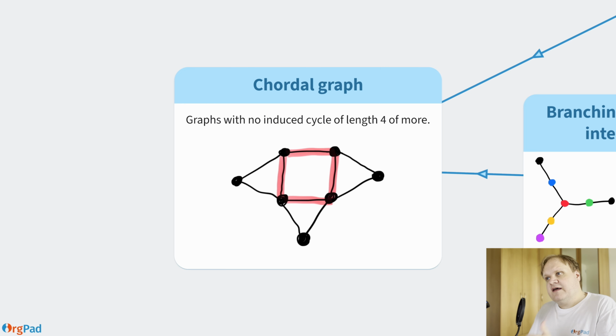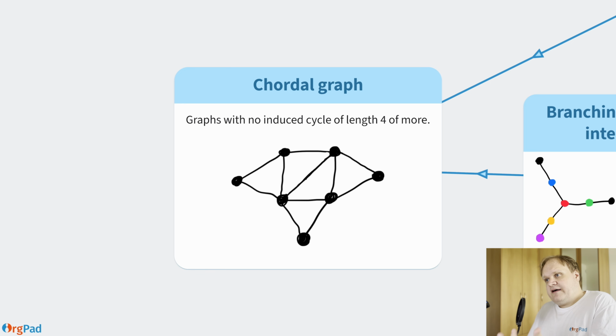But we can fix that by adding one edge. And this edge is called a chord of the cycle. And this is why the name is called chordal: every cycle of length 4 or more has at least one chord. So this is a chordal graph, but as we will see later, it is not an interval graph.